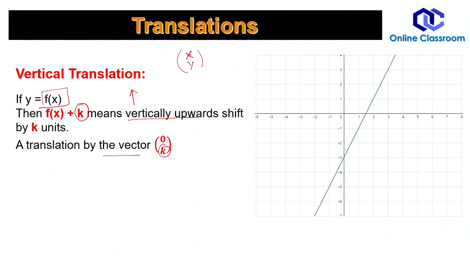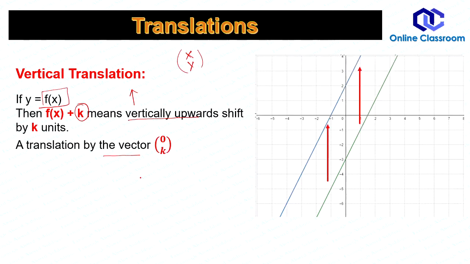This shows translation horizontally, and the second number shows translation vertically. So (0, k) means vertically upward translation. To learn the vector representation also, if you see in the graph like this, if I replace this k value here, suppose this is -3 coming to 2, it means the whole curve has been shifted 5 units up. So I can write f(x) + 5 as the transformation in this case.